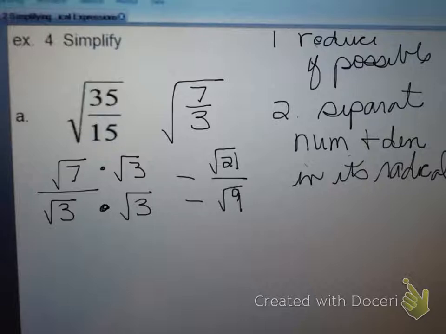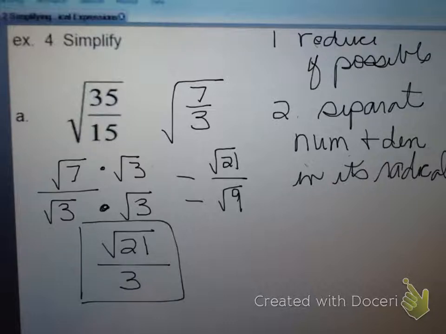Now look at the square root of 21. I cannot simplify that because I know the only two factors of 21 are 3 times 7. And 3 is a prime number and 7 is a prime number. So there are no factors of 21 that are a perfect square. So I'm good there. Look at the denominator. Square root of 9 is 3. So that is simplified. That meets all the requirements.